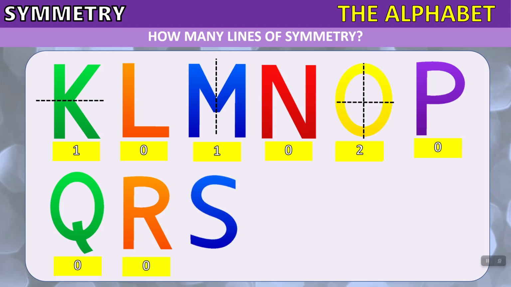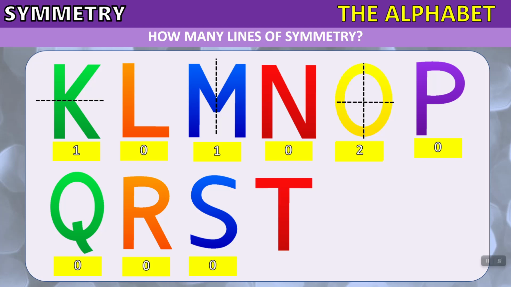S. You may be tempted to say maybe that has 1 through the middle. Let's go this way, left to right. But we can see that there's a curve on the top, and if we folded that in half, it wouldn't match with a curve at the bottom. Top to bottom, again, there's a curve at the left, but not at the right at the top. And so S has 0 lines of symmetry.